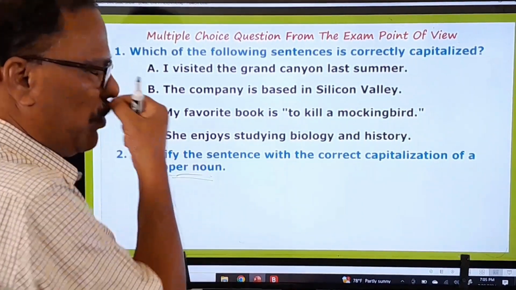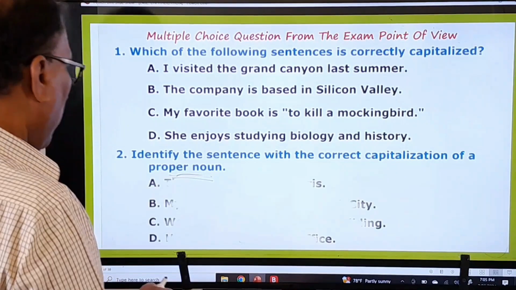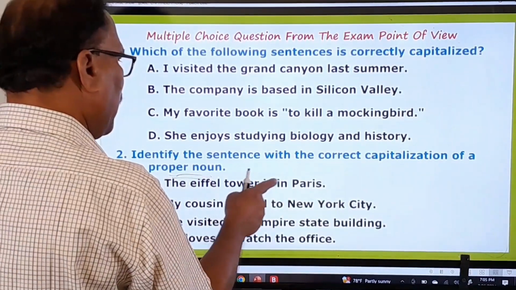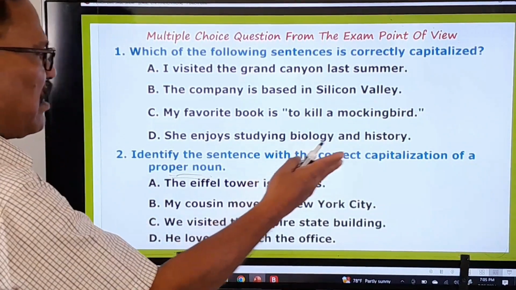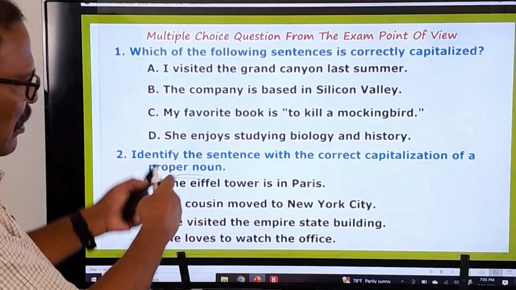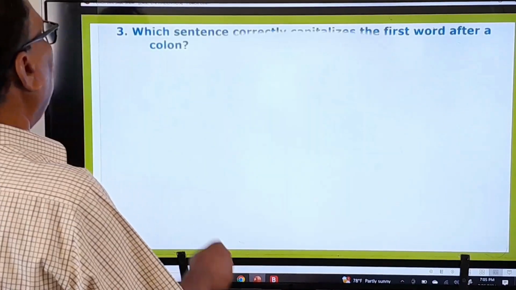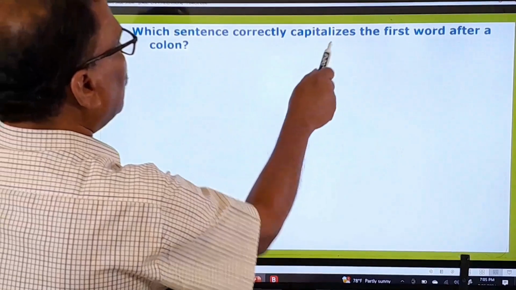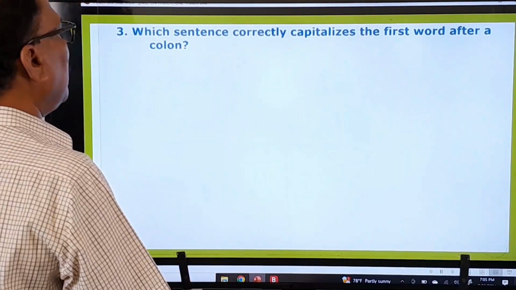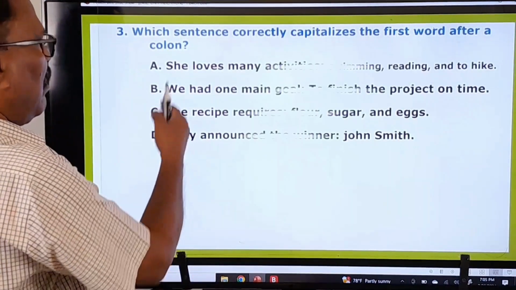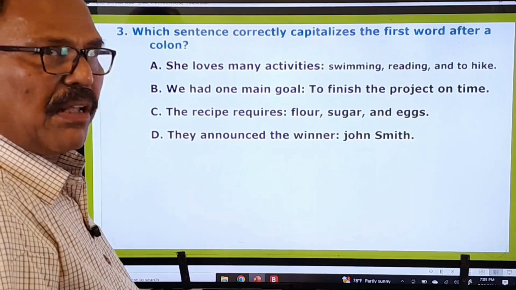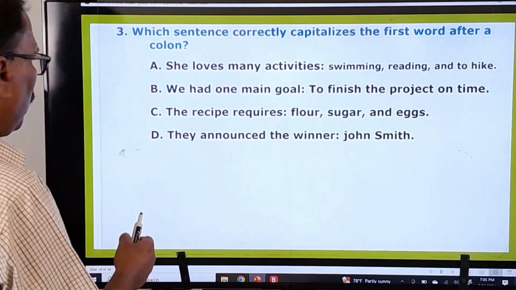He is asking you with regard to the proper noun. Okay, yes, the Eiffel Tower is in Paris, my cousin moved to New York City, whatever it is. You just read these sentences and then choose the correct answer, right? And which sentence correctly capitalizes the first word after a colon? Okay, and these are the options given under that. Okay, and you go to the fourth question.